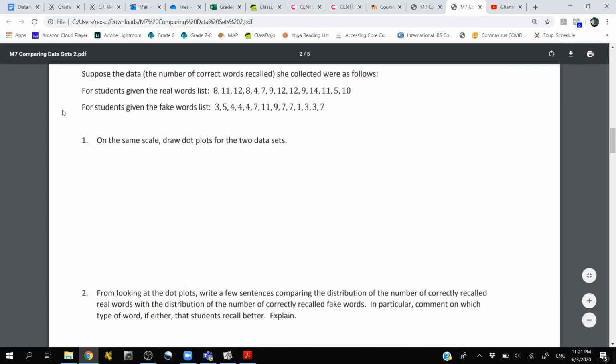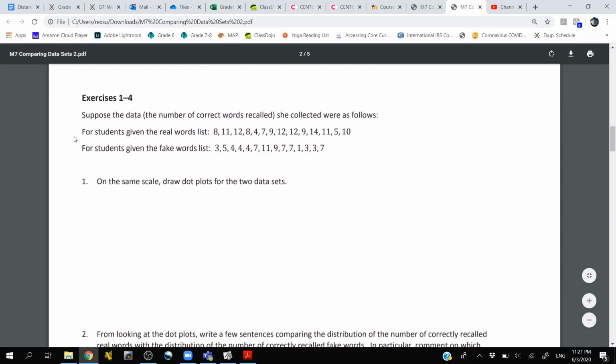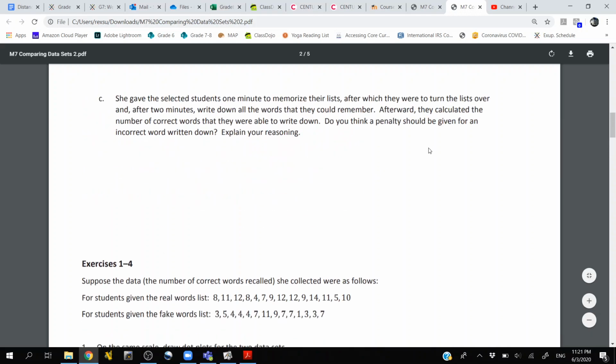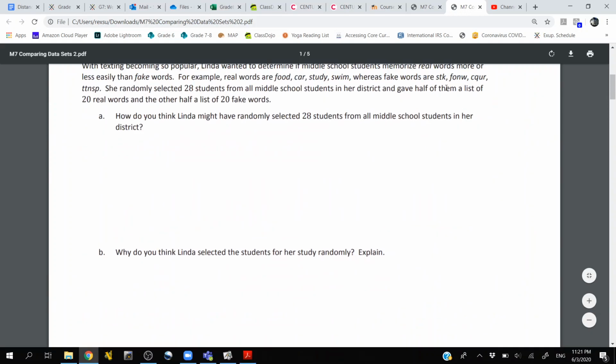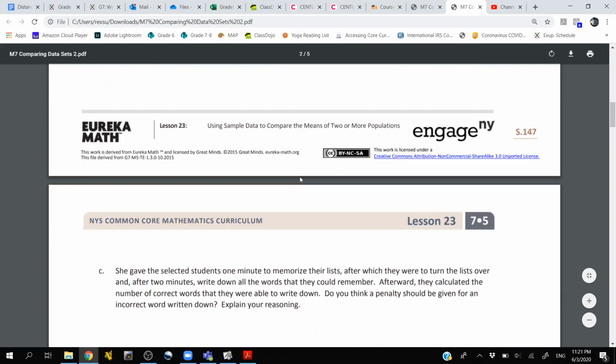So suppose the data, or the correct number of words recalled, were these. Students given the real words list remember this many. So we have some people who remember a whole bunch of words, and some people who remember a lot less. But with the fake words, you can just eyeball it and see this is a much lower mean. People are remembering fewer words. And that should be obvious when you look at the type of fake words we're looking at. It's harder to remember them.